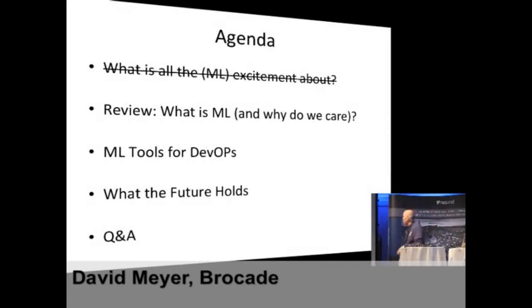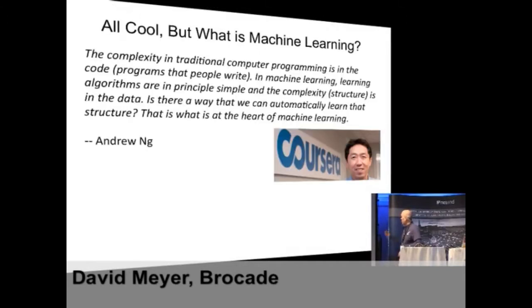Okay, what's machine learning? Well, this is Andrew Ng. He's a professor at Stanford. He was the guy who started the Google Brain project that built the cat detector, if you know about that. He's now at Baidu and Stanford. He was also the co-founder of Coursera. This is what he says. He basically says machine learning algorithms are simple, which they are in principle, and the complexity and the structure is in the data. Machine learning is about how to find that complexity or how to find that structure.